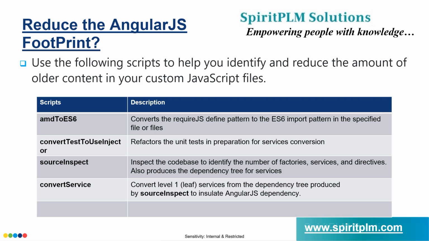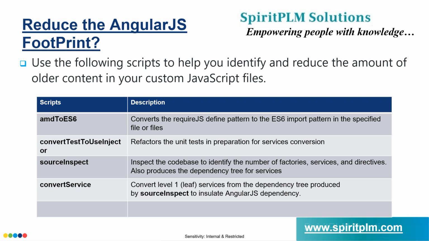Second one, convert test to use inject. It allows you to refactor the unit tests in preparation for services conversion. Okay. Third one, source inspect. It inspects the code base to identify the number of factories, services, and directives. Using that you can quickly identify this, and it also produces the dependency tree for services. Okay. Fourth is convert service.